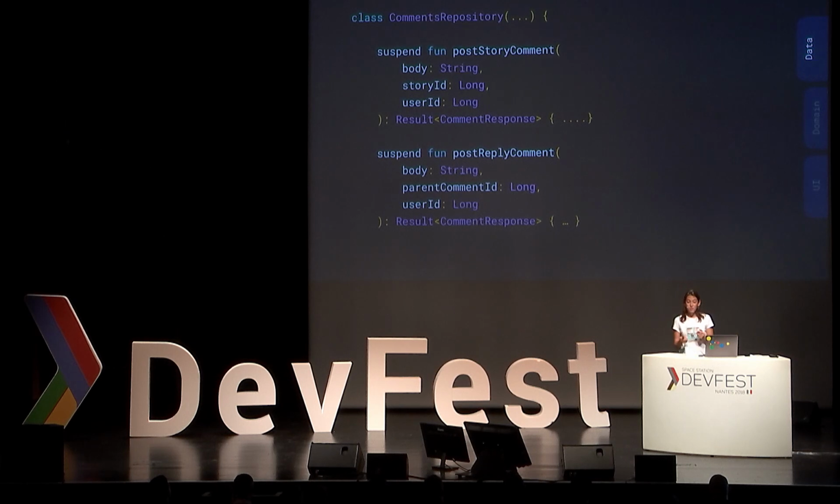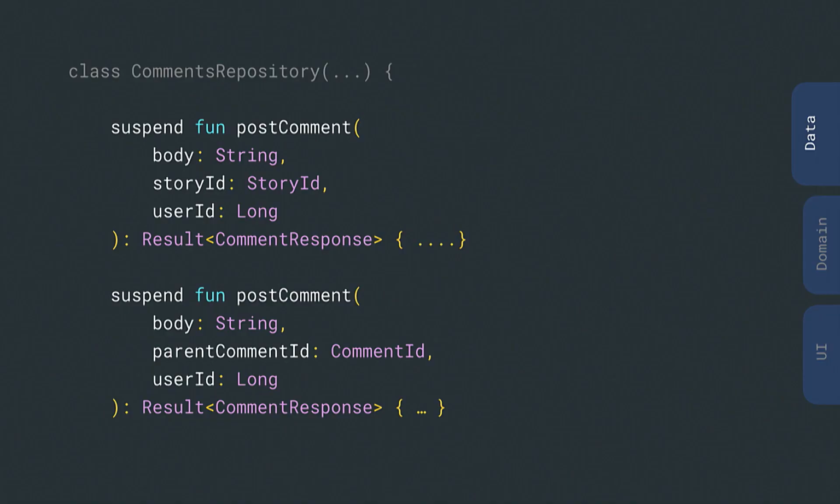So what we actually wanted is to be able to pass a story ID to keep the same comment, but enforce that type safety between a story ID and a comment ID to make sure that we're not passing by mistake the ID of a comment instead of the ID of a story.